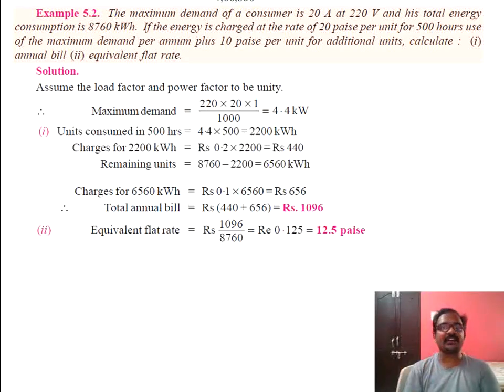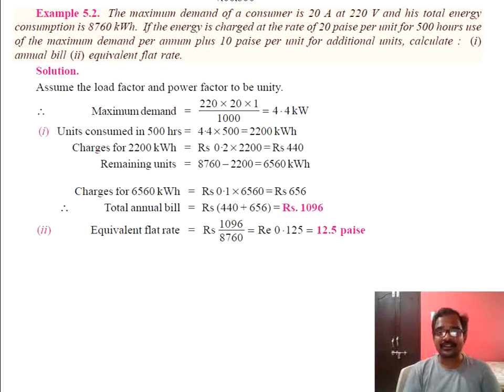In the first 500 hours, the industry has consumed 2,200 kilowatt hours, and for these 2,200 kilowatt hours, the charge is 20 pice, that is 0.2 rupees. Therefore the charges for the 2,200 units will be, per unit it will be 0.2 rupees. Therefore 0.2 into 2,200, which will be 440 rupees.